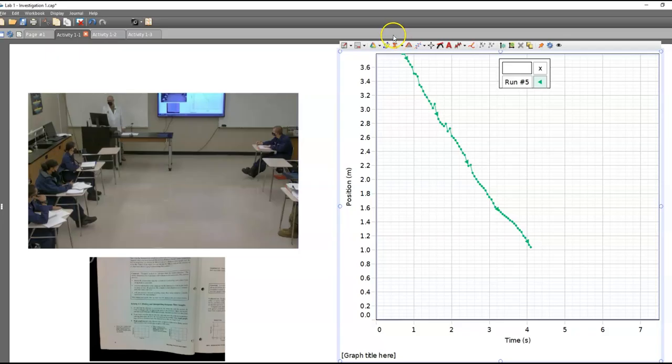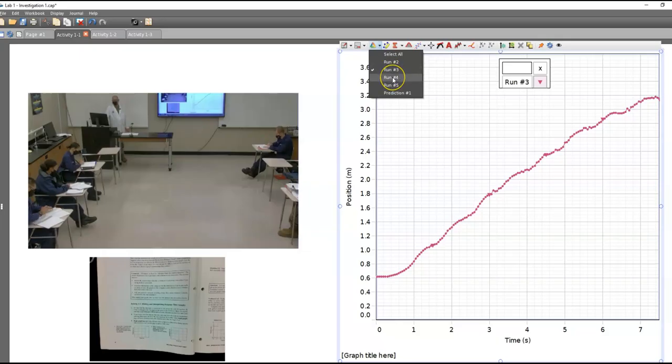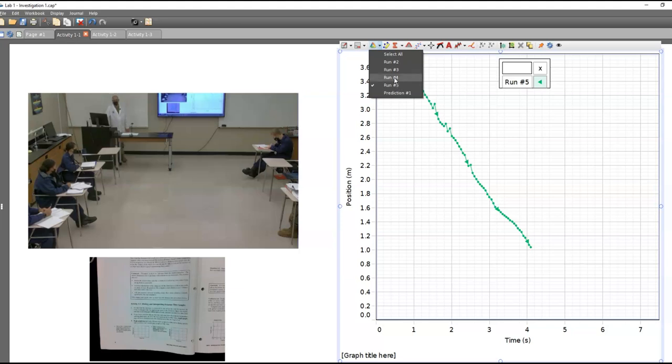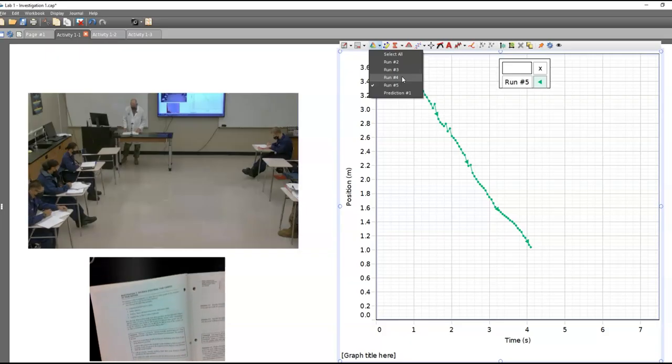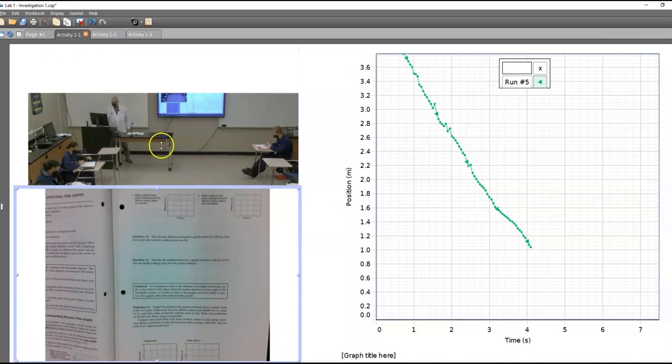All right, so here's the first run moving away at a slow, steady pace. Here's the second, moving away at a somewhat faster pace. Here is moving toward at a slow, steady pace. Here is moving toward at a faster pace. So now we get to answer the questions. Question 1-1.